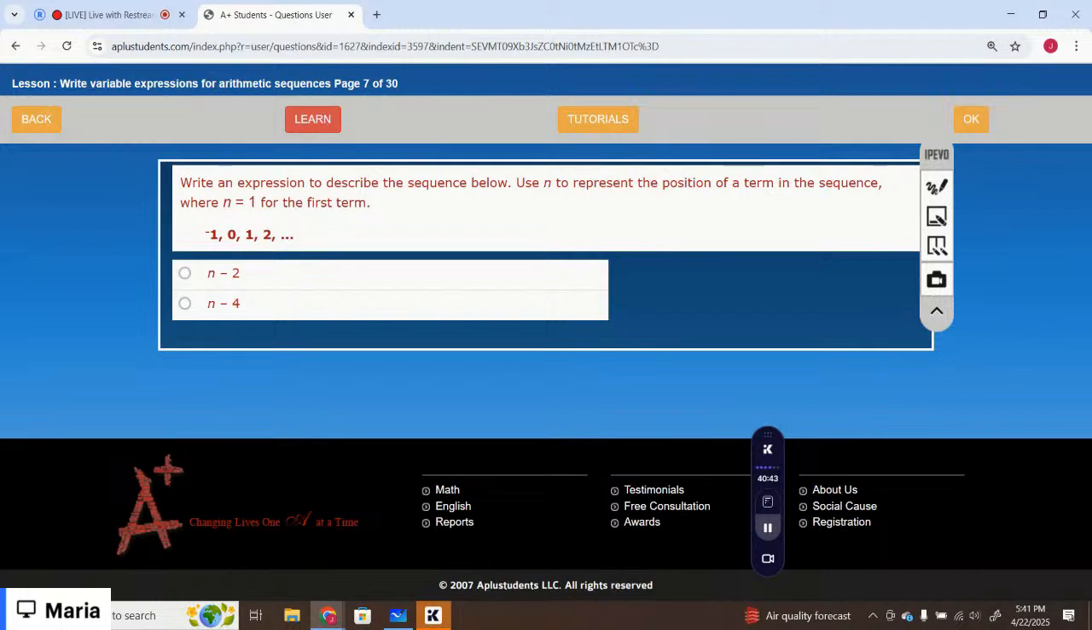Write an expression to describe the sequence below. Use n to represent the position of a term in the sequence where n equals 1 for the first term. Option number 1 is the correct option. That is n minus 2. Okay, you can complete the lesson by yourself.